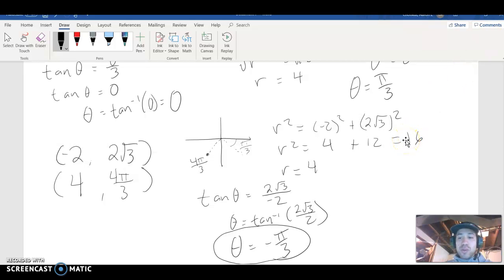Guys, I hope you found this helpful. This is why you want to plot it out, because not always will this theta be exactly what we want. You got to use a little bit of brain power here.